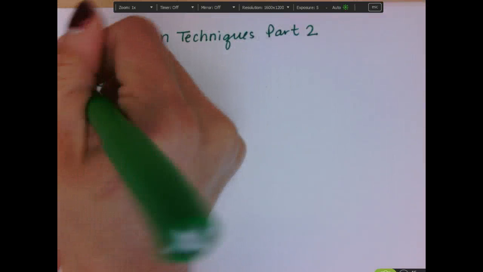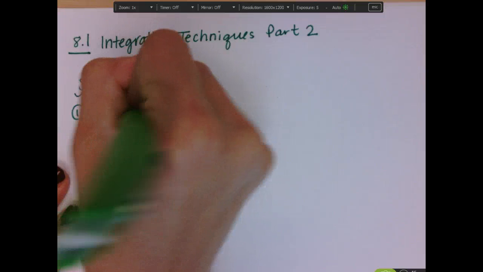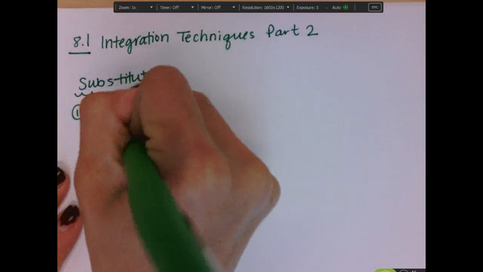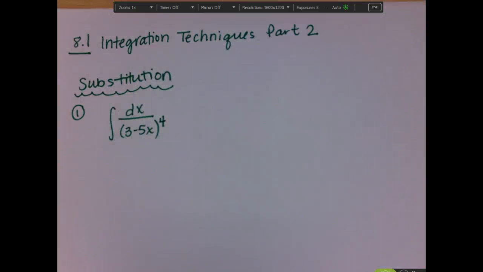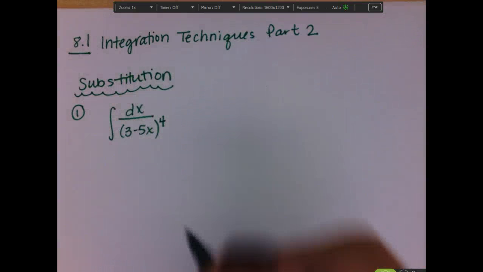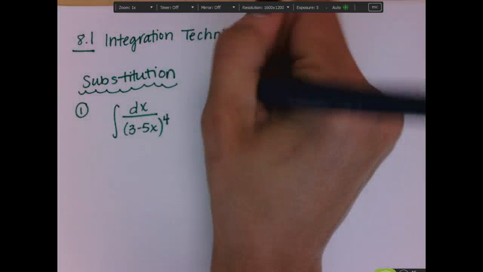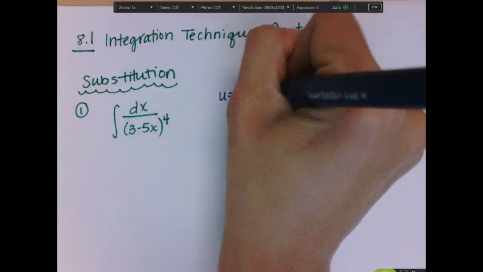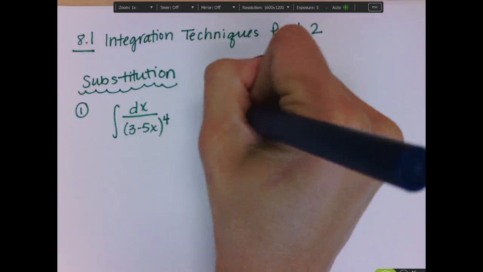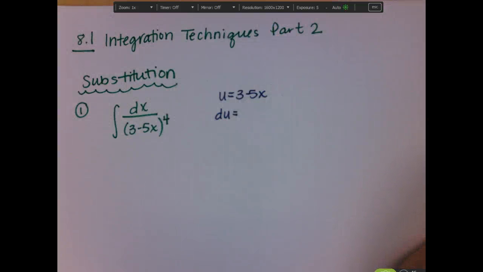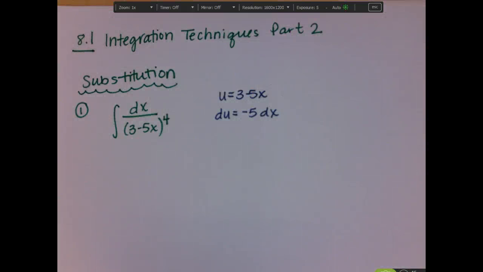But let's say our first example is to integrate dx over 3 minus 5x to the 4th power. So what I want to do is let u equal some expression, and in this case 3 minus 5x is the best choice. I also want to find the derivative of that, which would be negative 5 dx.